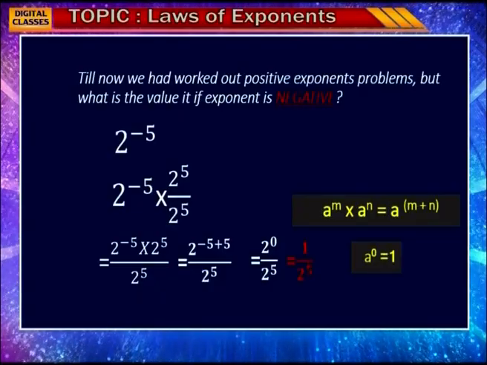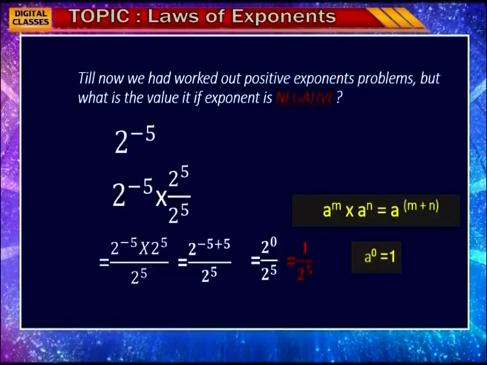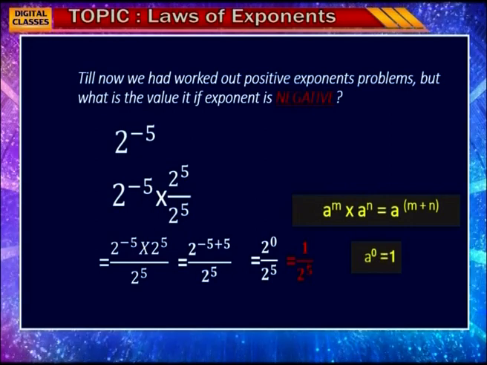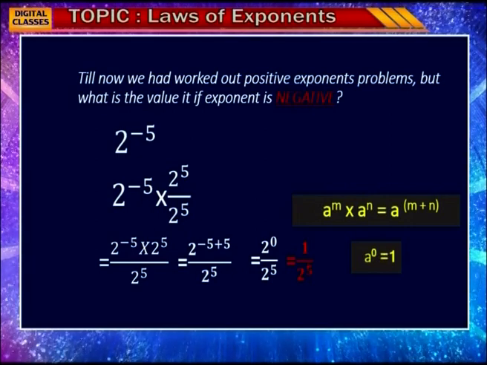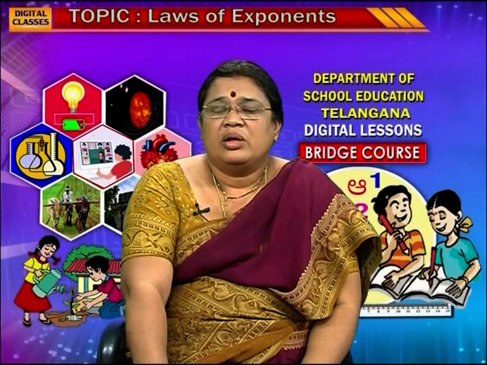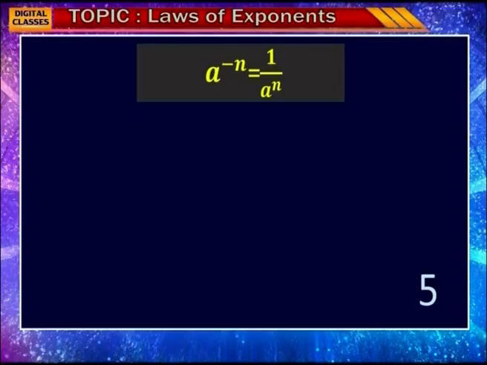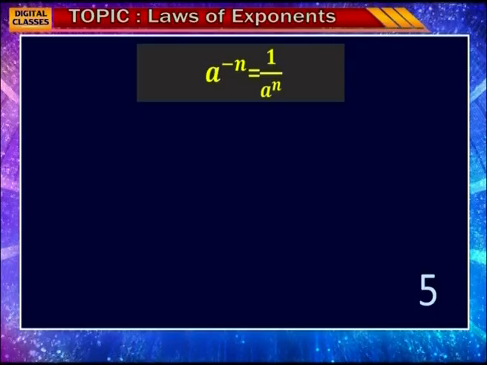So, ultimately you can say that 2 to the power of minus 5 can be written as 1 by 2 to the power of 5. That is, if a negative exponent is there, you can write it as 1 by 2 to the power of 5. This is a to the power of minus n is equal to 1 by a to the power of n. You can write like this.